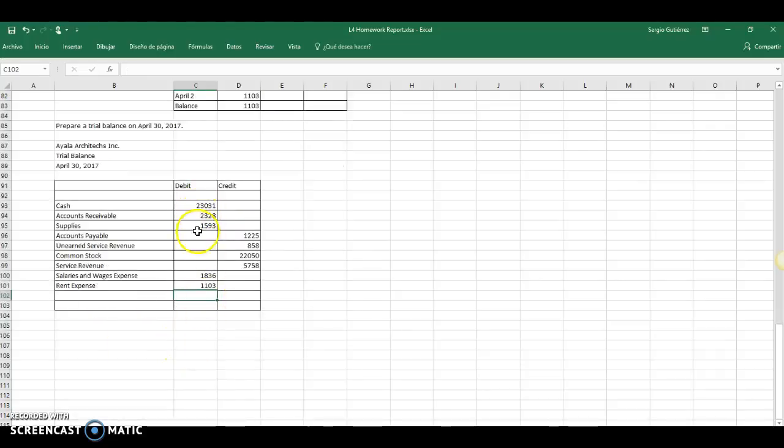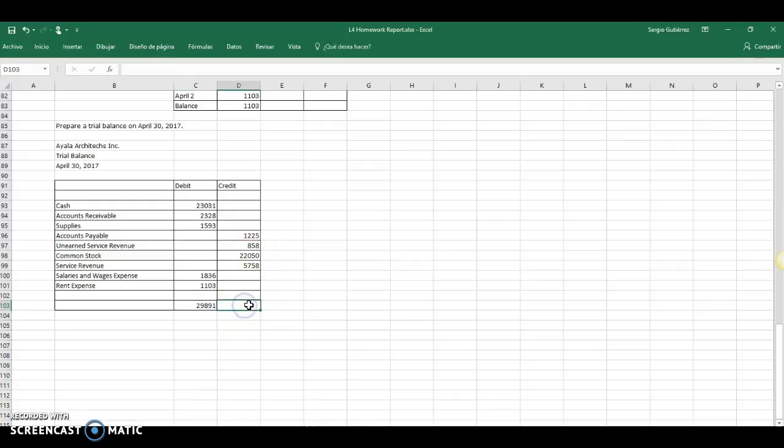Now I have to add every amount, so equal. So I'm adding every amount. So the total will be $29,891 on the debit column. So in the credit column, the addition should be the same number as the debit. That would mean that all the exercises have been done okay.